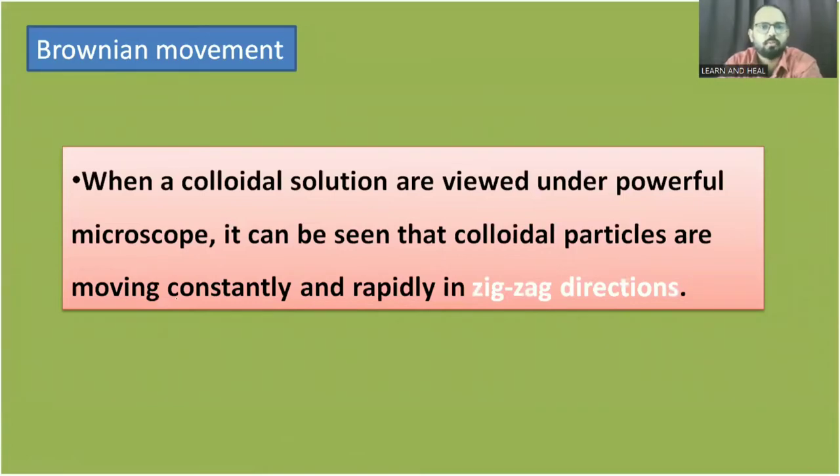Now we'll be talking about the Brownian movement. We have seen that Brownian movement is shown by colloidal particles. When this colloidal solution is viewed under a powerful microscope, it can be seen that the colloidal particles are moving constantly and rapidly in a zigzag direction.